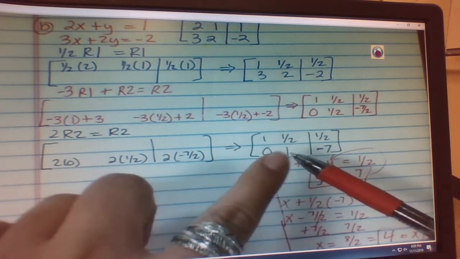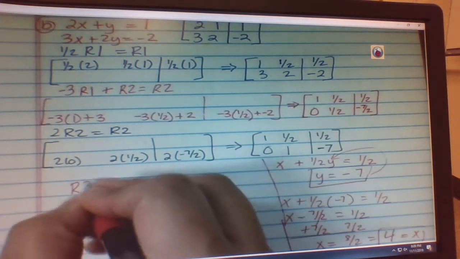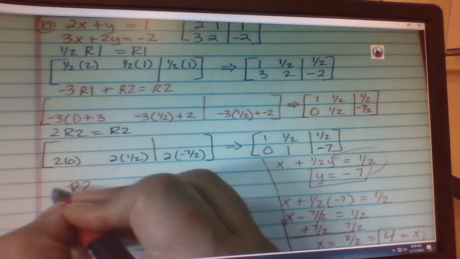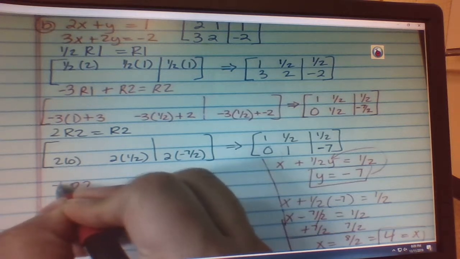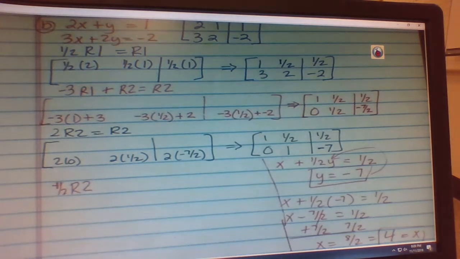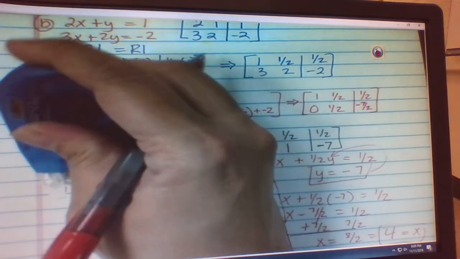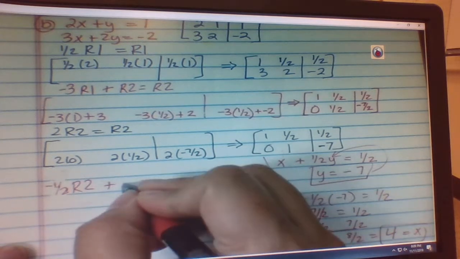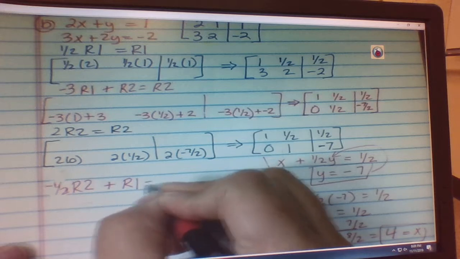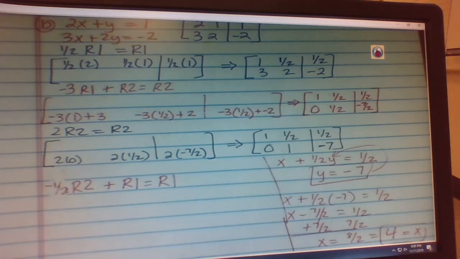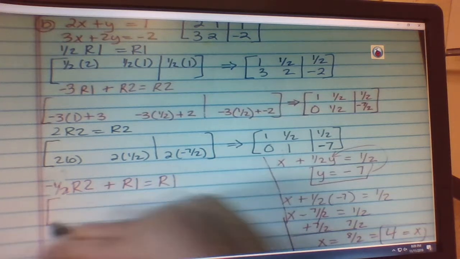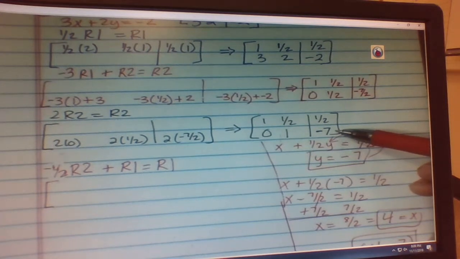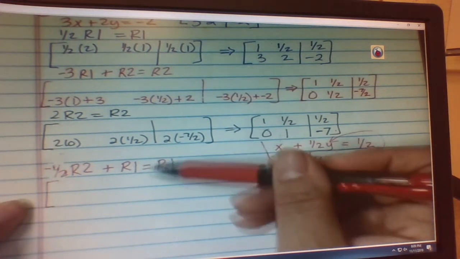Who has my 1? This row 2. Row 2 needs to be multiplied by who? What kind of 1/2? Negative. -1/2. A -1/2, and we add it to who? We add it to row 1. And that's going to become my new row 1. Am I changing row 2? You're only changing who? Row 1.